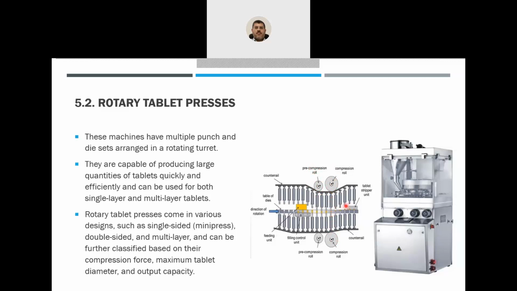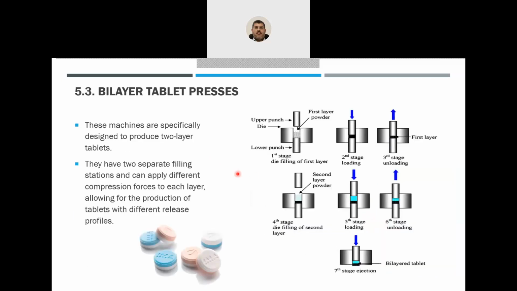After this, if you see the movement of the lower punch will go up again, so it will eject the tablet, and the tablet will be removed by the tablet stripper unit into the outlet or collection tray, right? And then we can collect the tablets. This is how rotary press works.